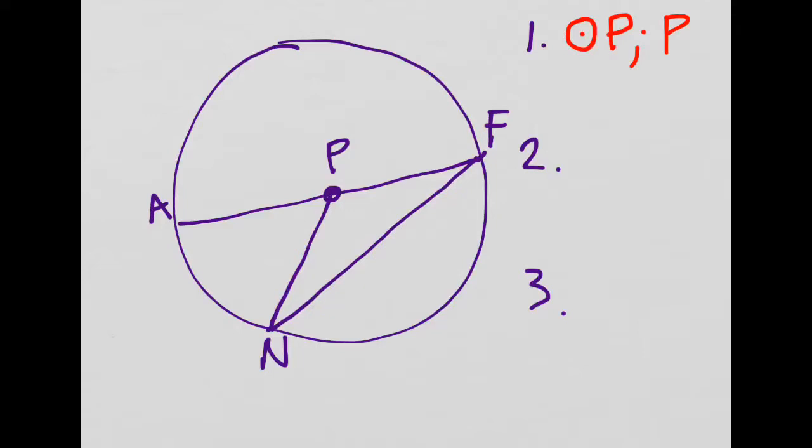Its center is P, so that's the next question, and it has a diameter. Well, one diameter has to go through the center and to each side. So the diameter is going to be AF, and it's a line segment. Okay, that's the answer for number 1.